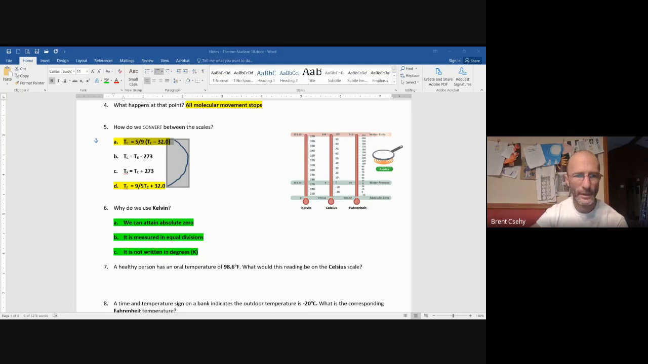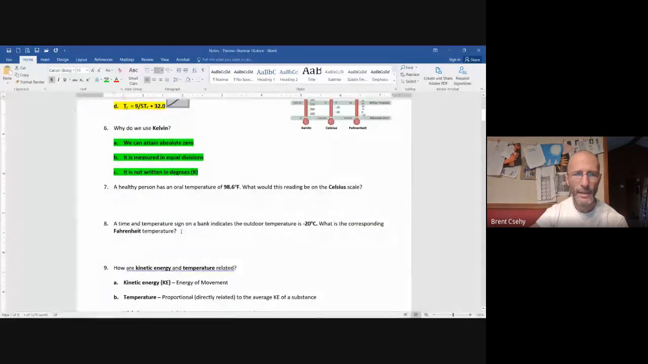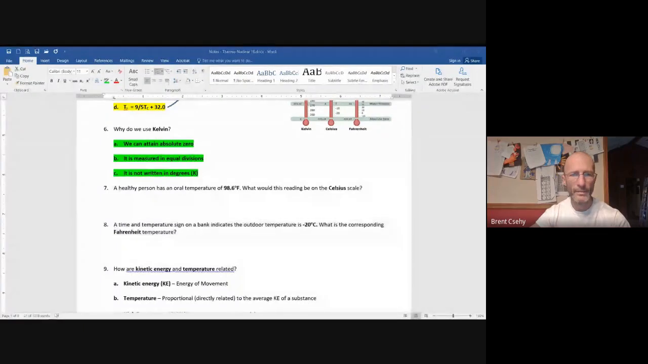Let's do the next one. A time and temperature sign on a bank indicates an outdoor temperature of 20. What's the corresponding Fahrenheit? Okay, so let's get that one up here on my paint. Let's erase all of it. Get rid of all of this.